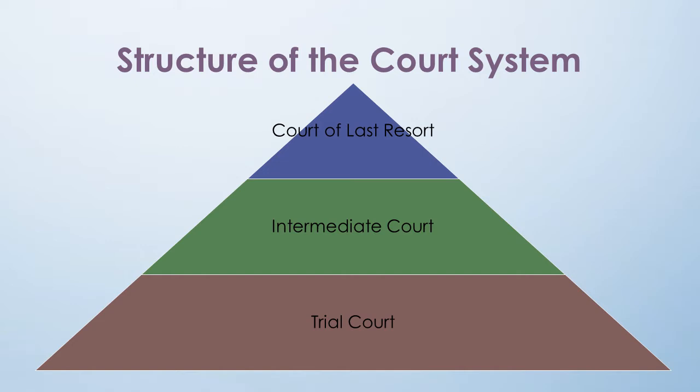This is the basic structure of court systems in the United States. You start at the bottom of the pyramid and work your way up to the court of last resort. The courts at the various levels may have different names based on jurisdictions, and one of the best resources to look at when you're checking to see what a particular court is referred to is the Blue Book.